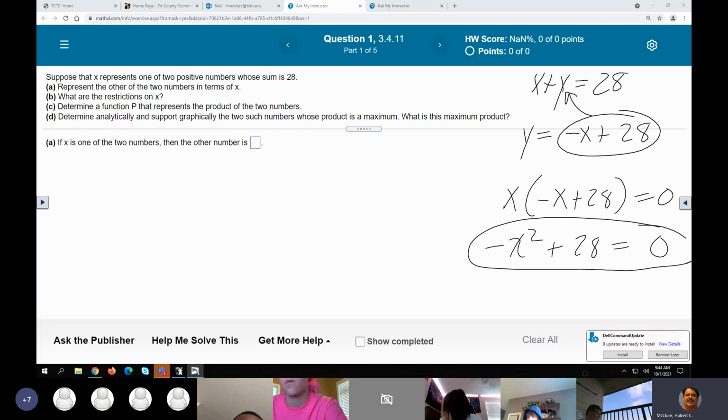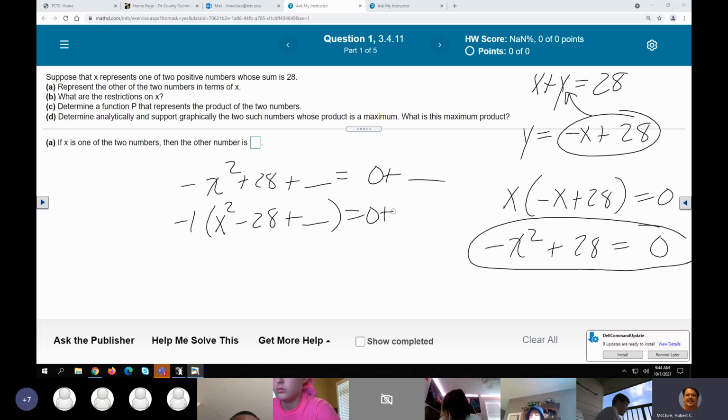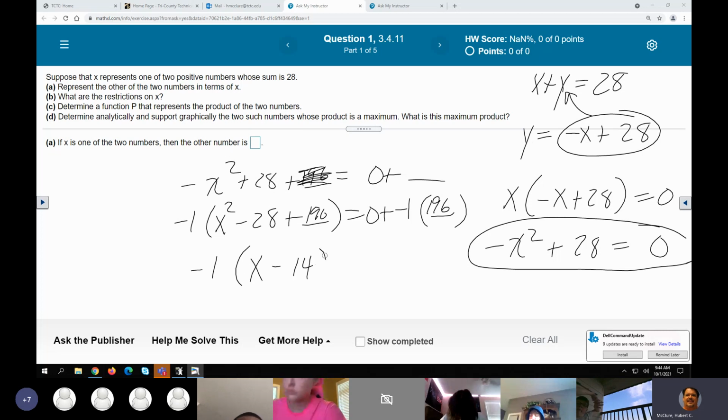With this question, I don't care how you do it. Negative X squared plus 28X plus blank is equal to 0 plus blank. Negative 1 times X squared minus 28X plus blank is equal to 0 plus negative 1 times blank. Half of 28 is 14. 14 squared is 196. Negative 1 times X minus 14, quantity squared, is equal to negative 196.